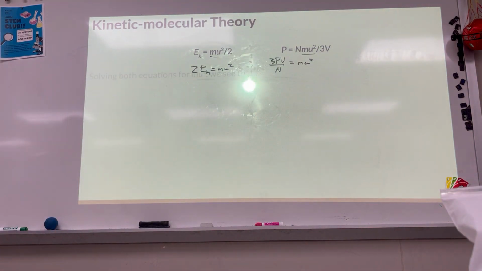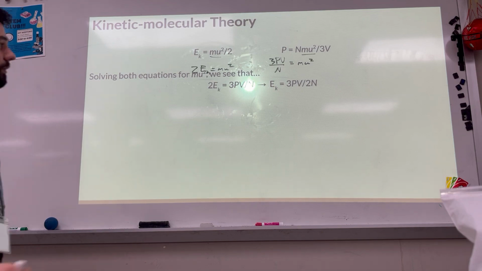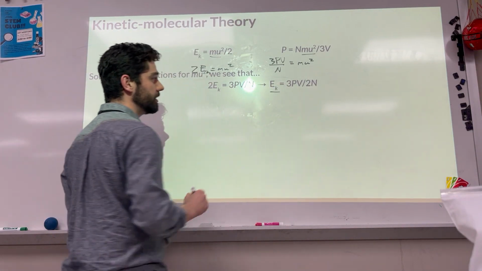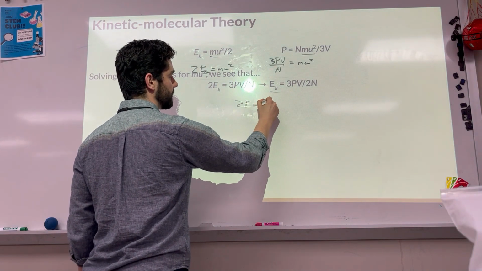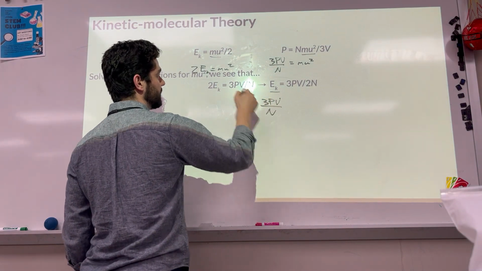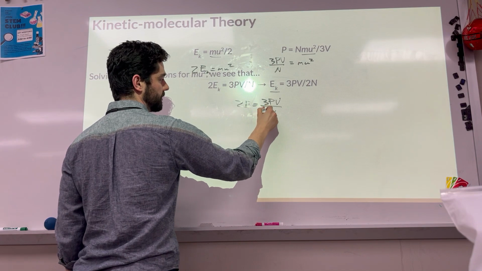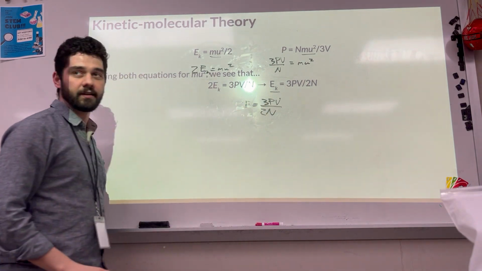Okay, so check it out. Basically, mu squared, I know I could say that energy equals that, right? So I had 2E equals 3PV over N, right? That's that and that.